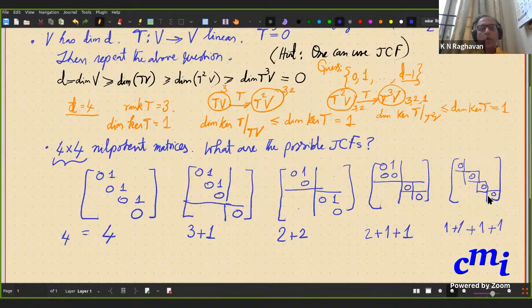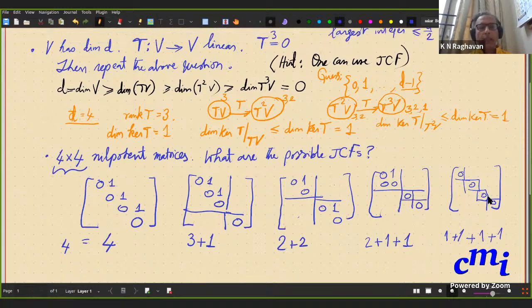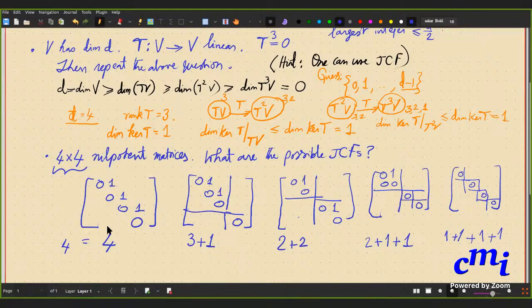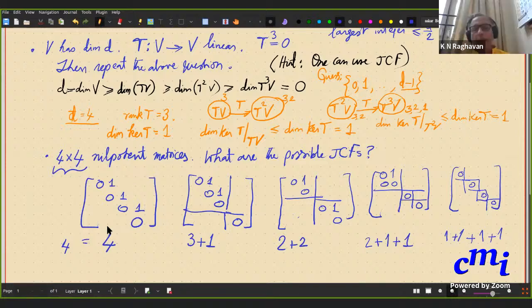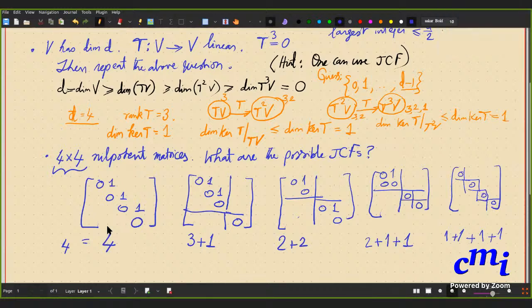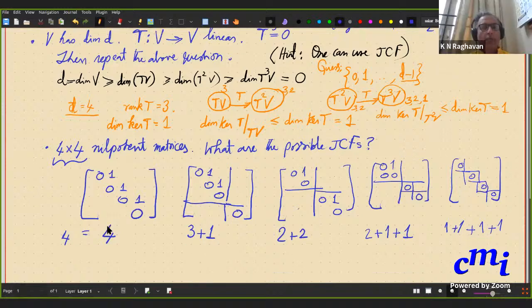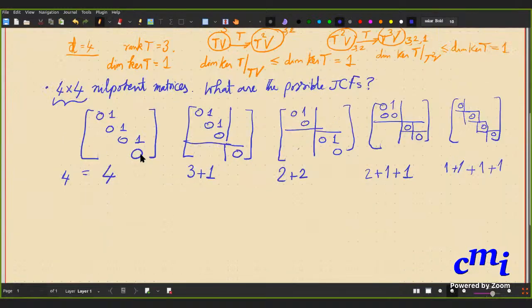Now I am given that T cubed is 0. Is this okay? First of all, what I am saying is use this to answer this question. What is eliminated? What possibility is eliminated given that T cubed is 0? What is T cubed in this case? What is the matrix of T cubed in this case? You don't have to actually compute it. You can see it and say it's non-zero, right? What is it in fact? T power 4 is 0.